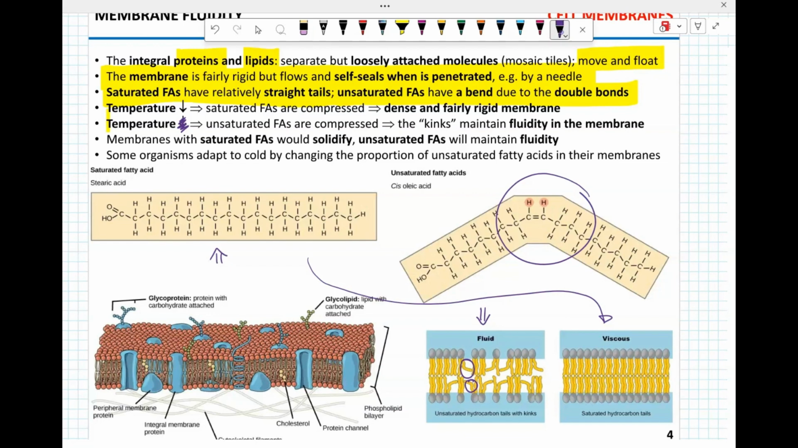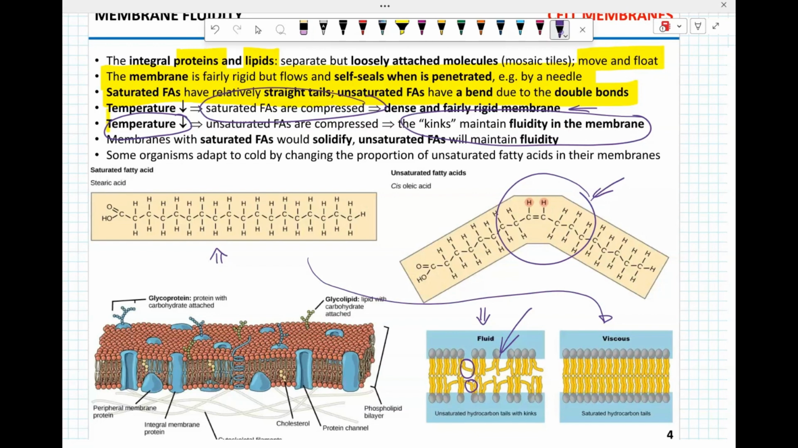So what happens to the membrane when temperature increases or decreases? So it turns out when a temperature decreases, saturated fatty acids, because of their compression, will result in the membrane that is dense and fairly rigid. On the other hand, if the same temperature is reduced in the membrane with more unsaturated fatty acids, the kinks in the membrane will maintain the membrane fluidity.